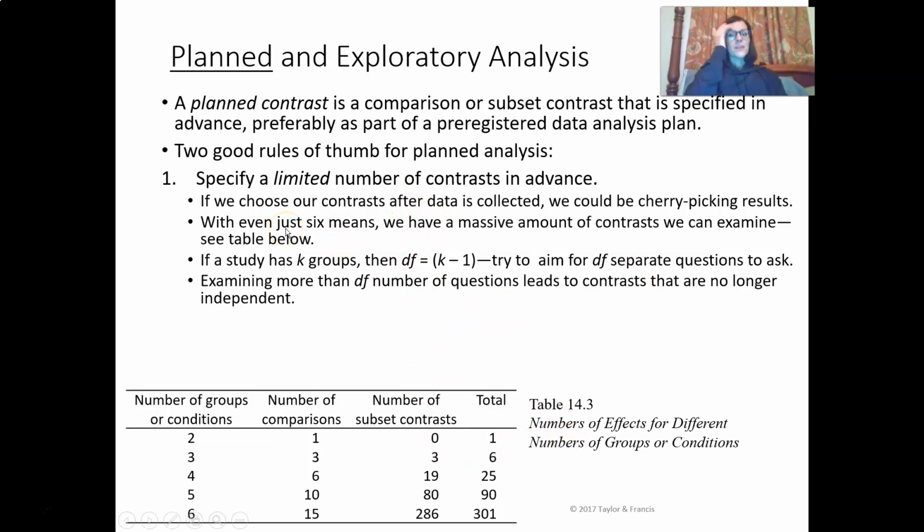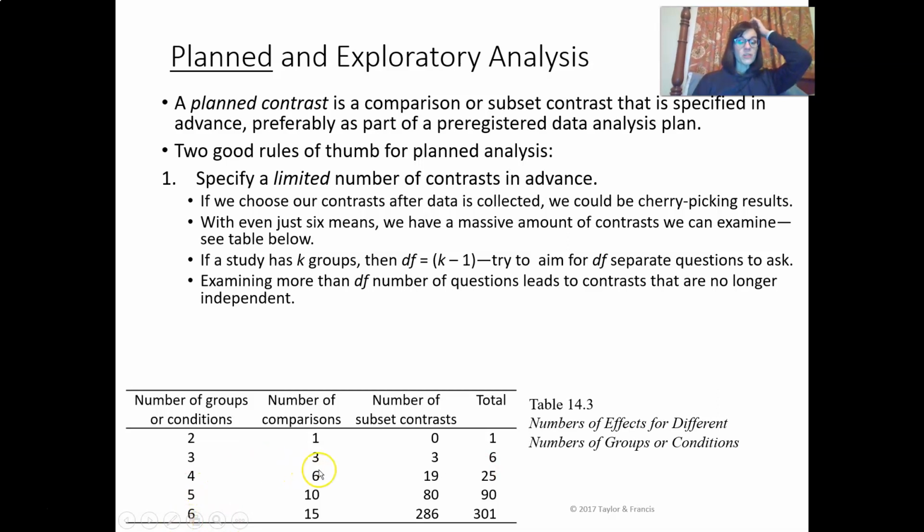So here's what we find. If you have 2 groups or 2 conditions, there's only one comparison that you can really do. You just compare the 2 groups, and there are no subset contrasts. If you have 3, you have 3 comparisons that you can make. You can compare group 1 to group 2, group 2 to group 3, or group 1 to group 3. And then there are 3 different subset contrasts you can do, 6 in total.